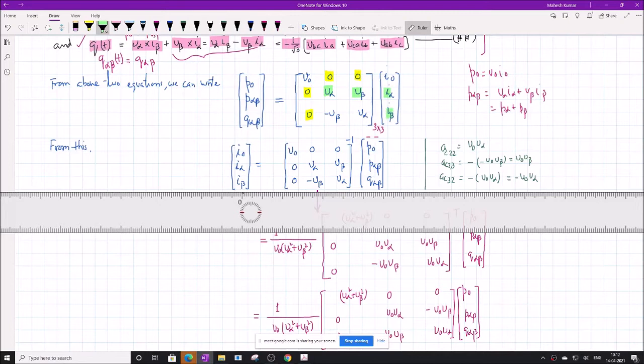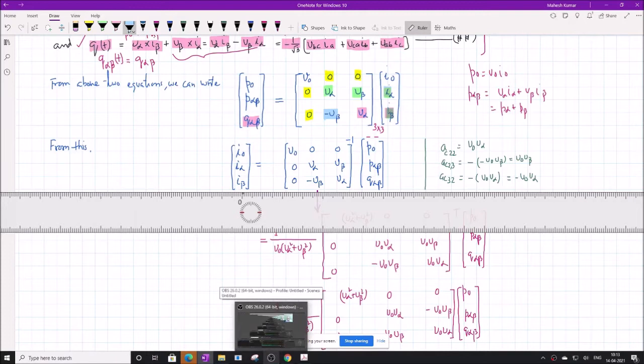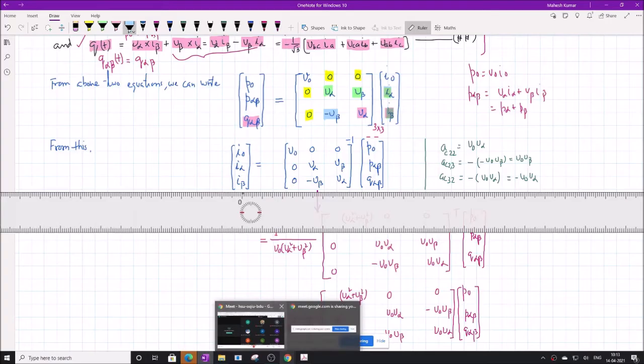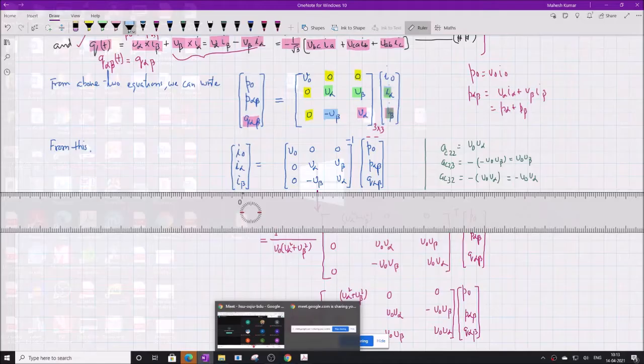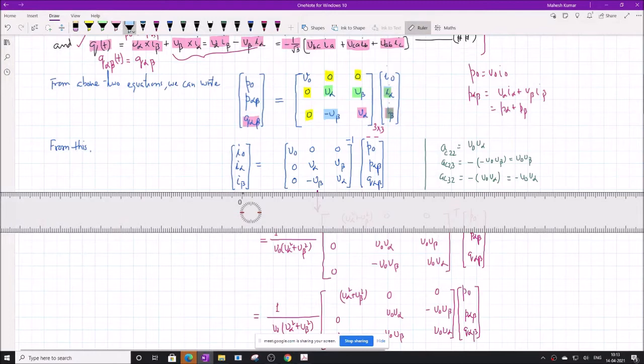And the third row is Q alpha beta, which is nothing but V alpha into I beta, and the next one is minus V beta into I alpha. So this forms the Q alpha beta. Alright, this is a very interesting equation, and it correlates our voltage and current to reflect the power here. It is actually a very insightful equation, because this is the basis of the load compensation theory.